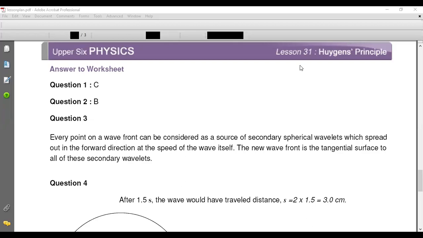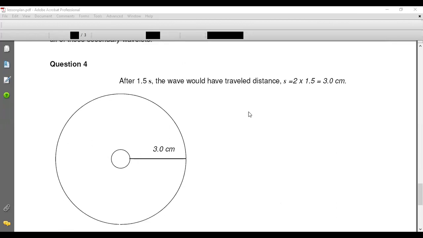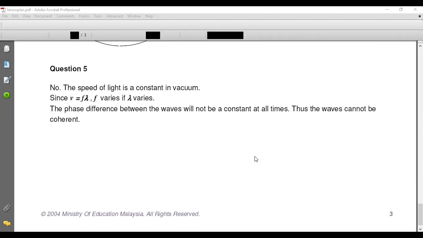Next will be the suggested answers for the questions. Question number 1, the answer is C. Question number 2, the answer is B. Then this is the answer for question number 3, question number 4, and also the suggested answer for question number 5.